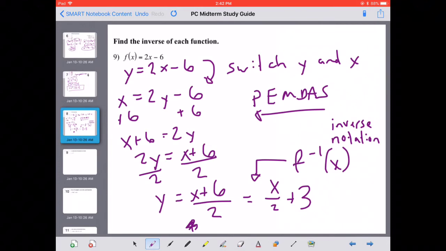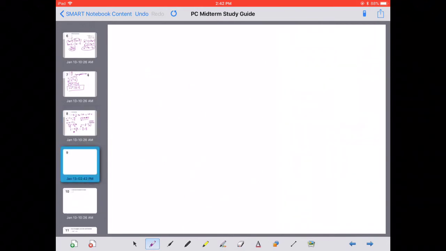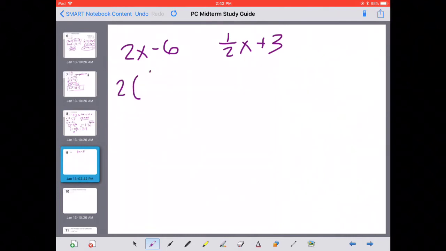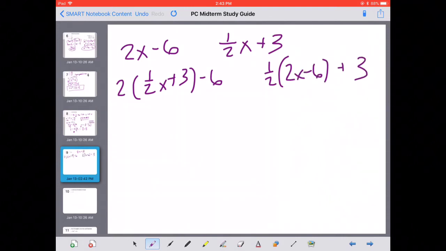We can prove that this is the inverse, which we did have to do on the test, which we won't have to do on our midterm, but we can check if it's the inverse by actually doing, if these are our two equations, let's just do the one with just a fraction out in front. We can compose these together, and if they are inverses, we would get x both ways. So we would have to do 2 times (1/2 x plus 3) minus 6, and then we would have to do 1/2 of (2x minus 6) plus 3. And if both of these equal x, then we know we did our inverse correctly.